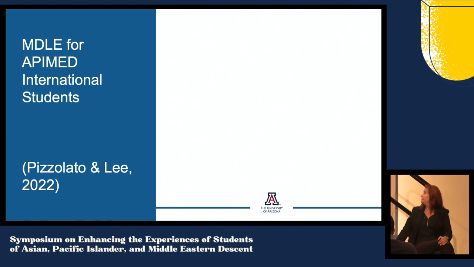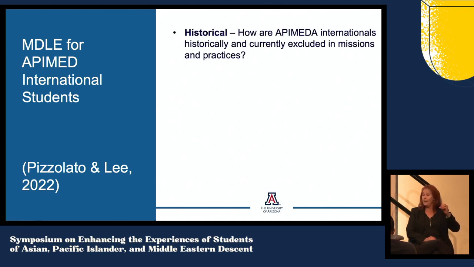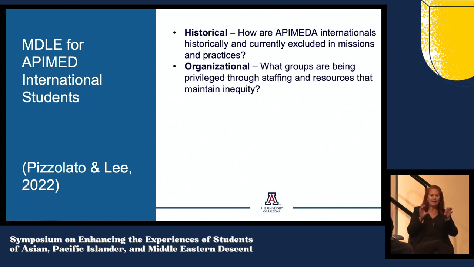So James Pizzolatto and I were writing a piece for Change magazine and thinking about what this means for our international ISPO students. How has this group historically been included or excluded in mission statements and practices? There are some DEI initiatives that are very specific and purposely or not, do not include ISPO students. And I think that's also important to recognize. How are they recognized? How are they included? What are the activities associated? And organizationally, we're all kind of in a time where we're fighting for resources. What groups are being privileged? How is that reflected in staffing?